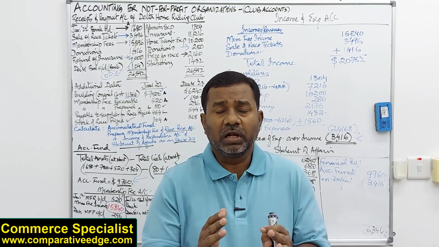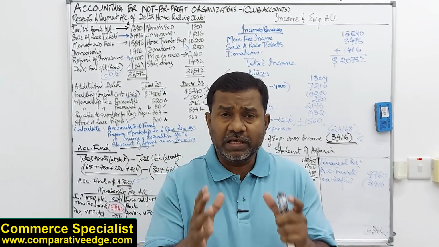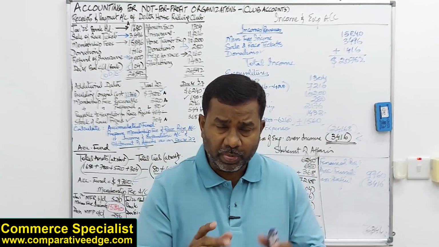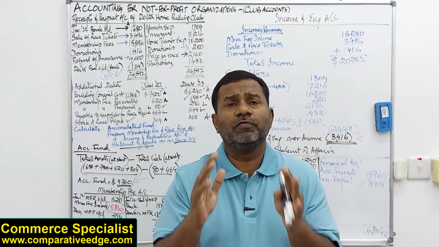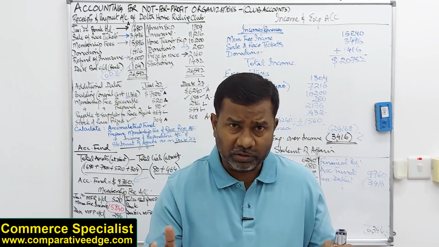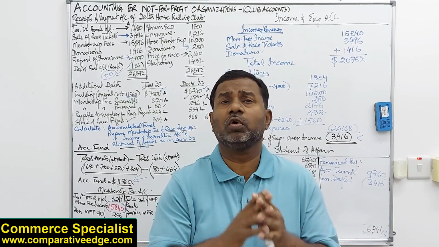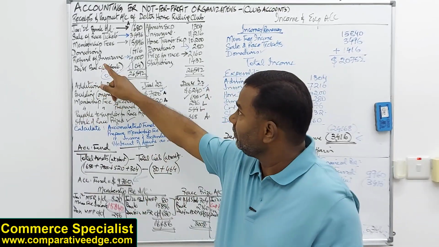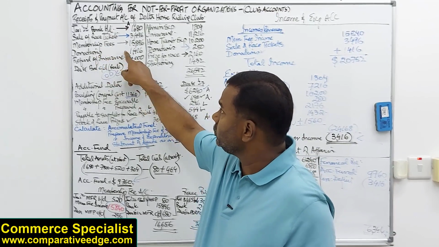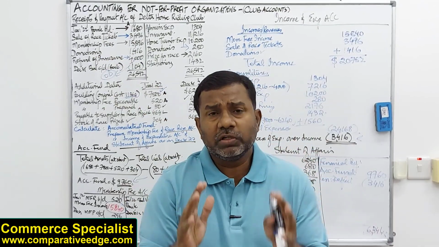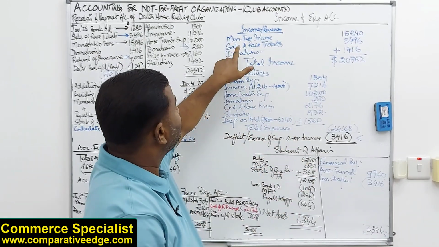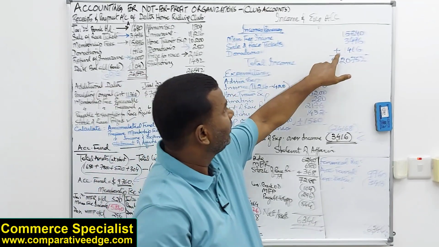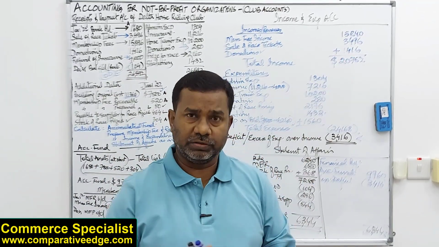So guys, here I need to emphasize a very important point. Most not-for-profit organizations, I'm not saying all of them, most of them do get donations. On the receipt side you will see donations. If it is just donations, you can take it as your income. Among your income you can take donations.